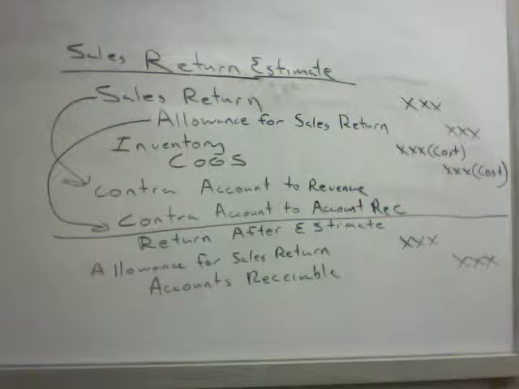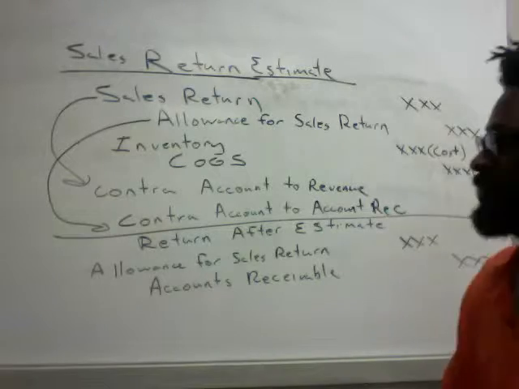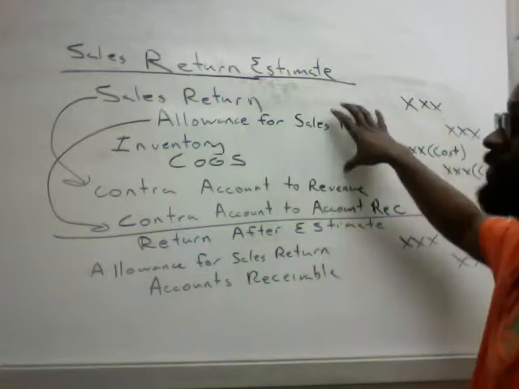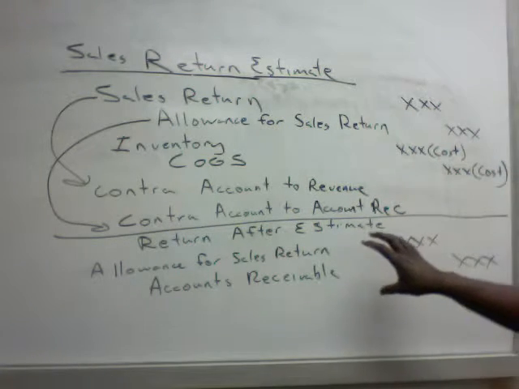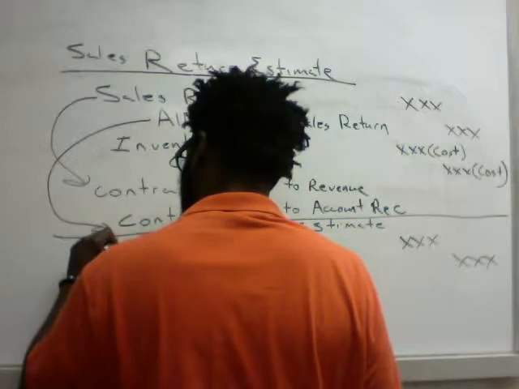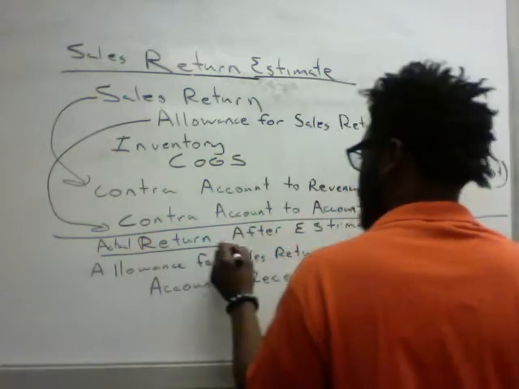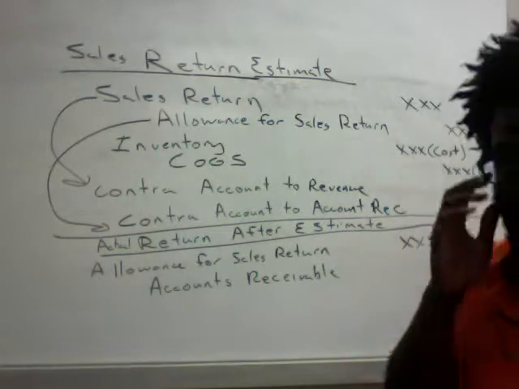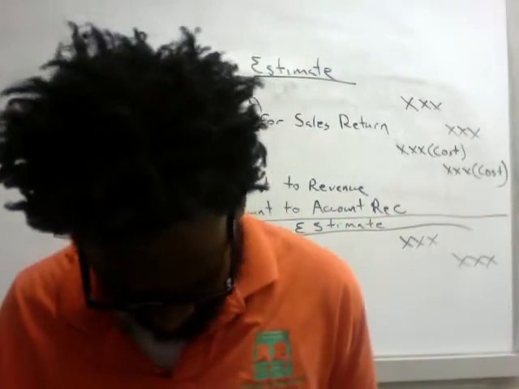Okay? And so this is pretty much a two-step process for sales return. The estimate, you have to understand this journal entry. And once you have already estimated, when you have an actual return, this is your follow-up journal entry. Okay? So let's look at an example.